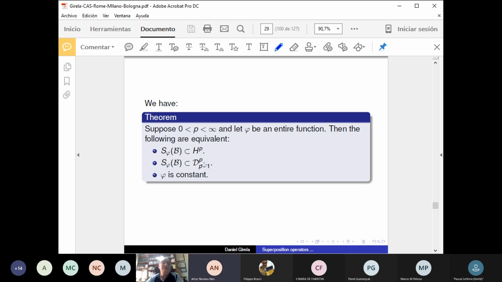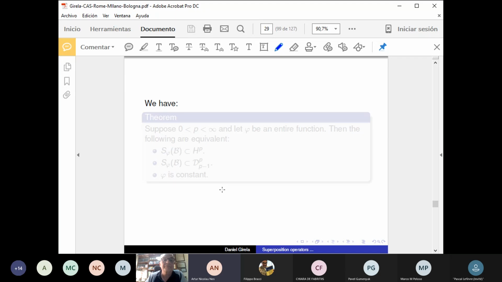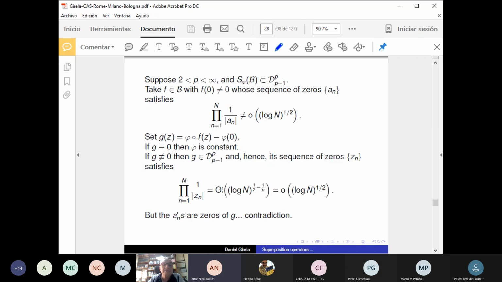But what happens now? Daniel, may I ask you one thing? Sure. So that condition you wrote in the previous slide on the zero set of functions in D^p_{p-1}, I imagine that this condition does not characterize the zero set. No, it does not characterize. This is a condition like of the type of Horowitz for Bergman spaces, but it's just a necessary condition. Okay, thank you.